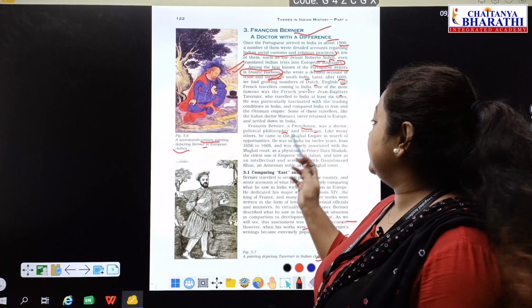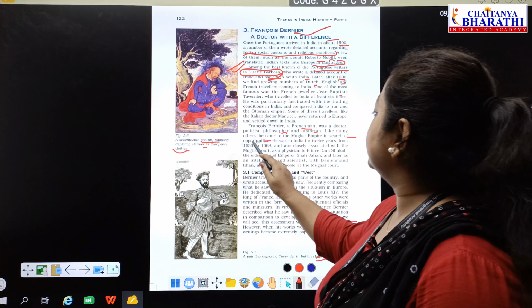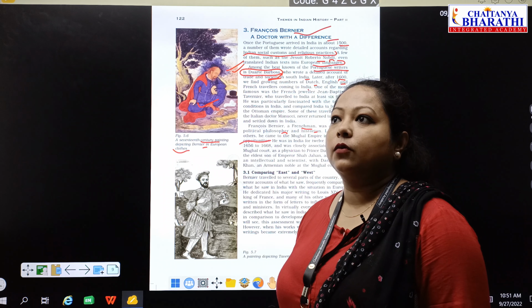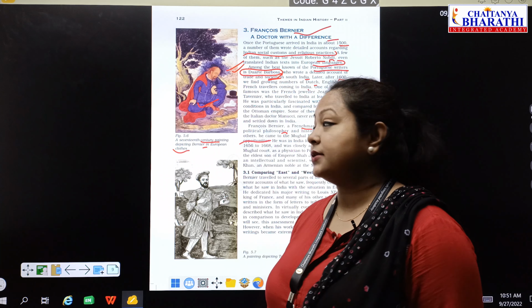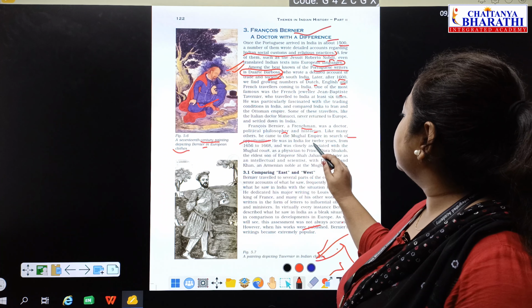He had quite good interest in many of the things. Like many others, he came to the Mughal Empire in search of opportunities. Maybe opportunities of work, or maybe opportunities of learning new things, or maybe opportunities of learning new languages. He was in India for 12 years.